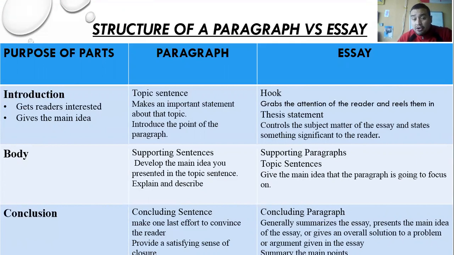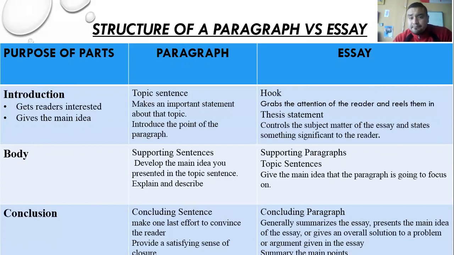And when it comes to the conclusion, in the paragraph, you have a concluding sentence, whereas in the essay, you have a concluding paragraph. And the function of the concluding sentence here is to make a last effort to convince or persuade the reader about something. Whereas in the essay, it generally summarizes the essay, presents the main idea of the essay, and gives an overall solution to a problem or argument based on the type of essay you're writing, whether it's a descriptive essay, a problem and solution essay, etc.